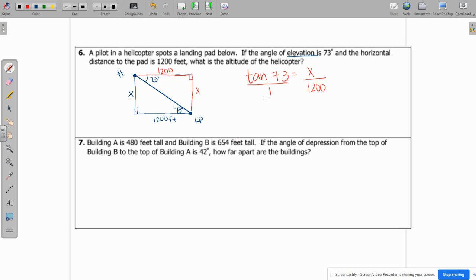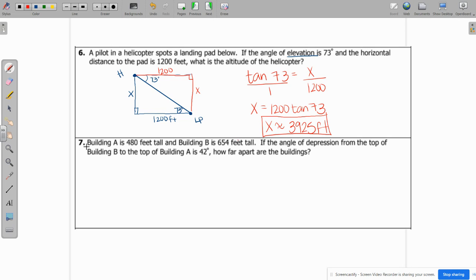So our cross products being set equal to each other, we have 1 times x, which is x, equals 1200 times the tangent of 73. Using our calculator to type that in, we would get x is about 3,925 feet. So that is the approximate altitude of our helicopter.